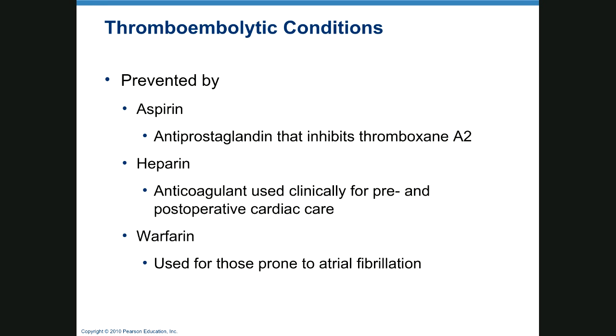Okay, thromboembolytic conditions. Aspirin is given 81 milligrams daily. Heparin is used around the time of surgery to prevent clotting. Warfarin or Coumadin is given to patients who are prone to get clots. People with atrial fibrillation tend to get clots.